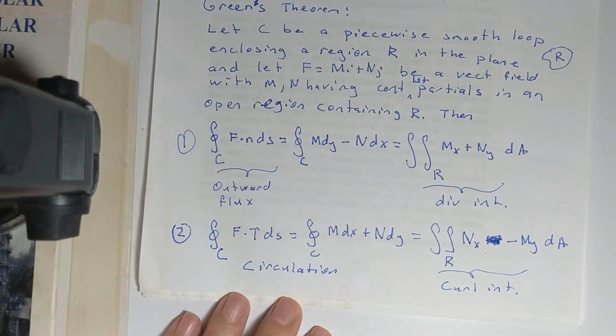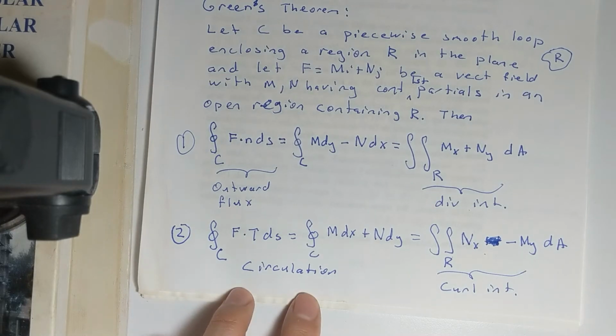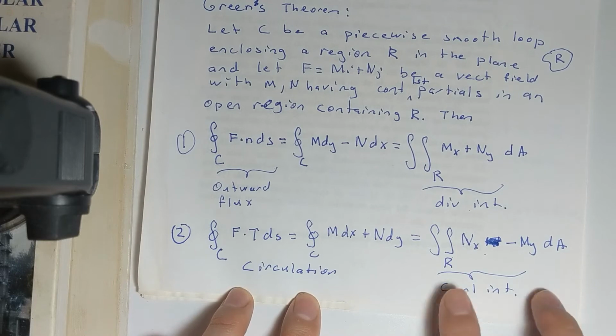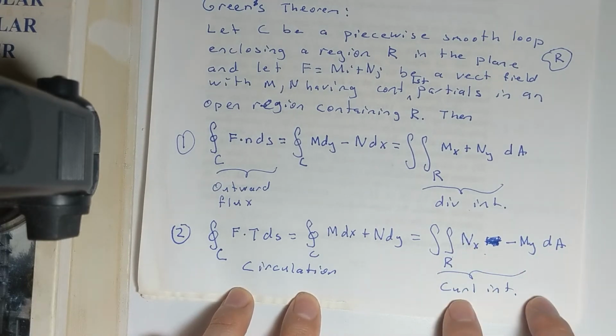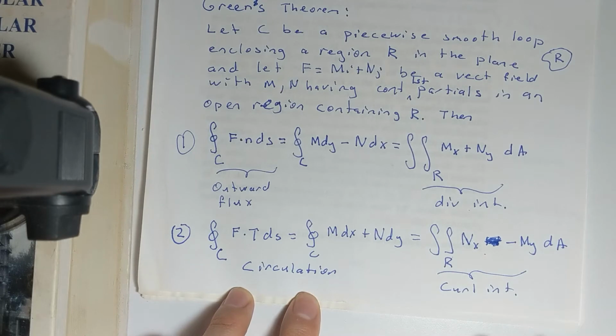Okay. If worst comes to worst, you absolutely cannot memorize them, just memorize one of them, because I'm going to show you in a few minutes that these are actually equivalent. Now this relates circulation to the curl. This was the curl, the inside was the curl, so this is the curl integral, this is the divergence integral.